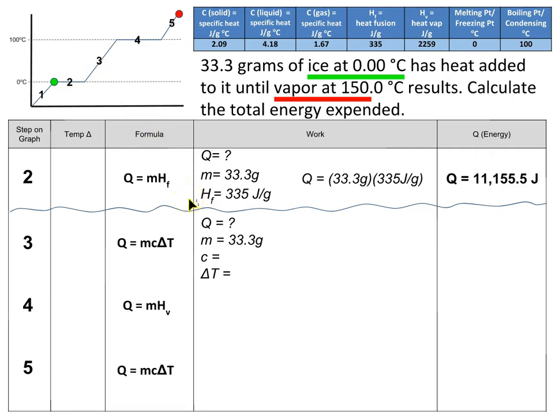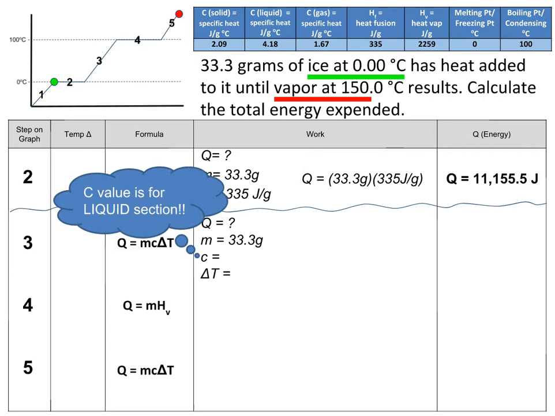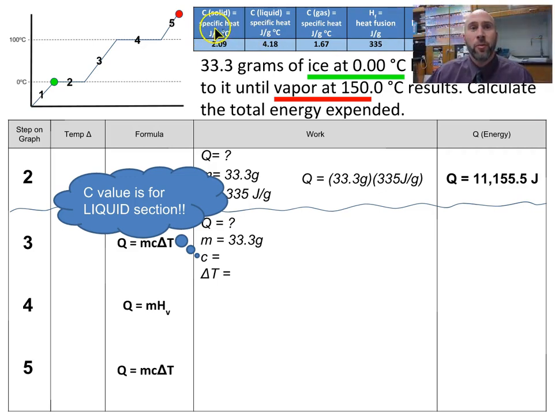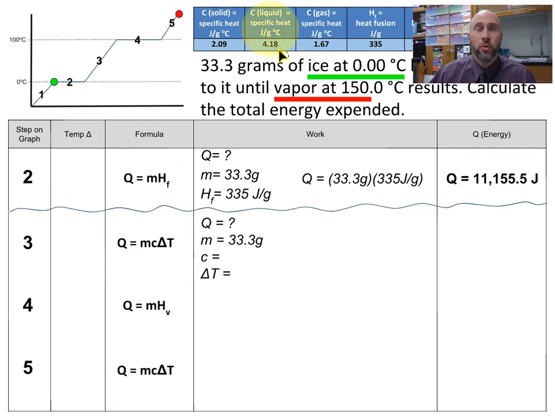All right, so the mass is the same, 33.3. But now be careful with the specific heat. We are a liquid right now. Notice up top here that we have 3 different specific heats: a specific heat as a solid, as a liquid, and as a gas. You've got to make sure you're picking the right one. In this case, we are a liquid, so we're going to use that 4.18.